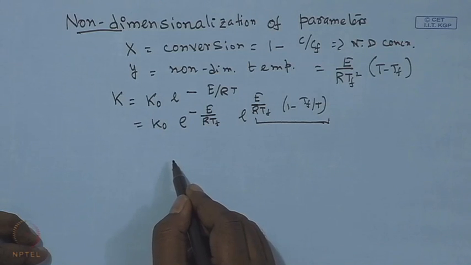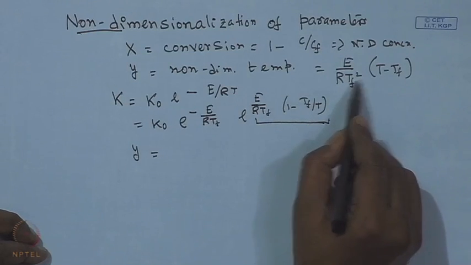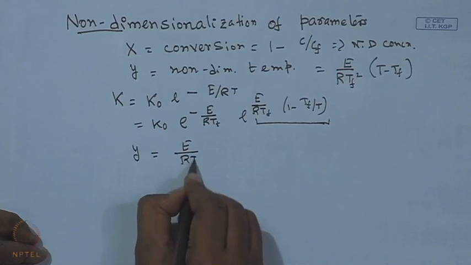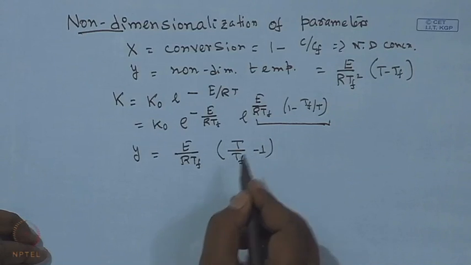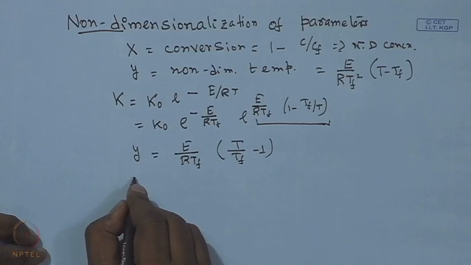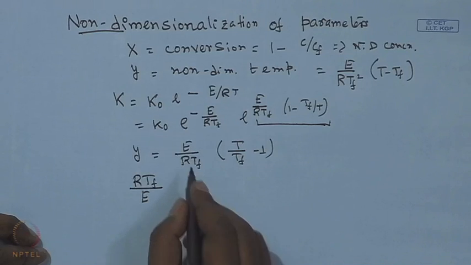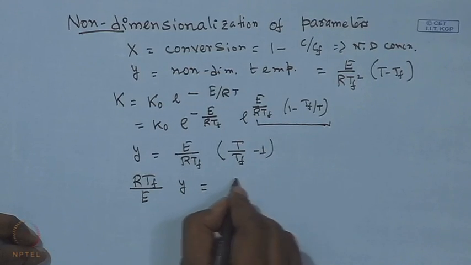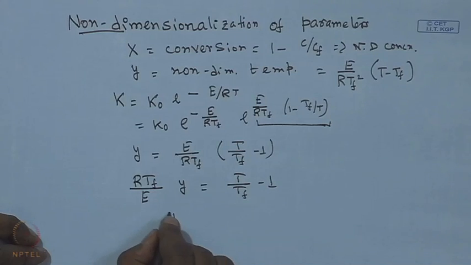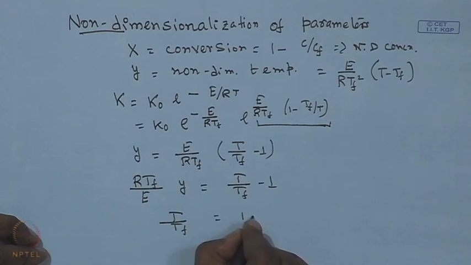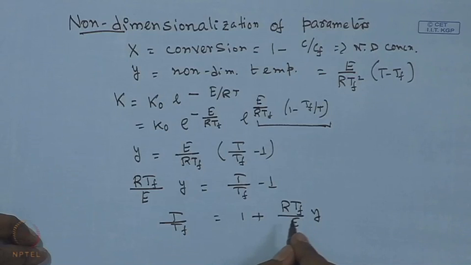So, y is, we take 1 Tf inside E by R Tf. We take 1 Tf inside, so this becomes T by Tf minus 1. So, R Tf by E times y will be nothing but T by Tf minus 1. So, T by Tf can be written as 1 plus R Tf by E multiplied by y.